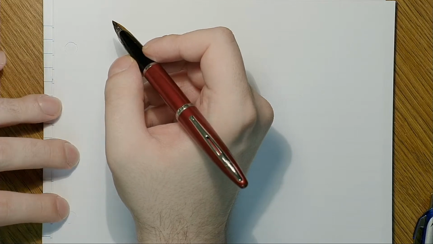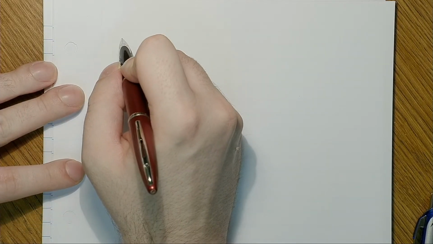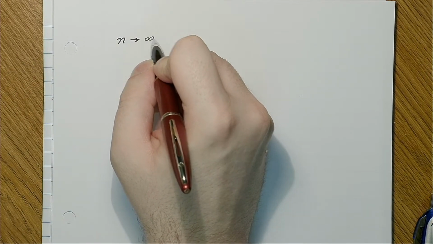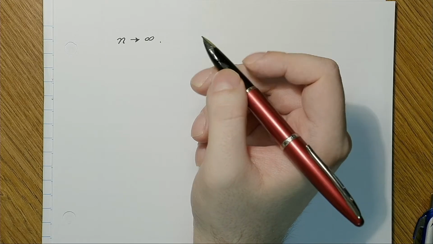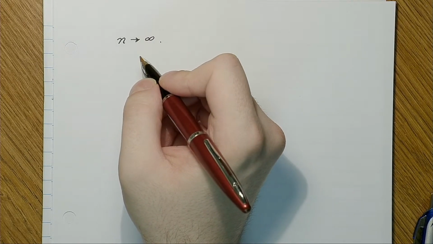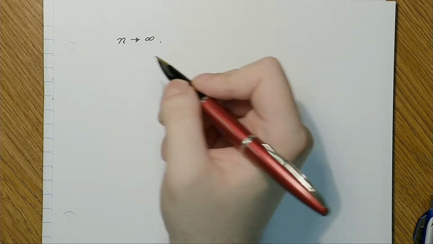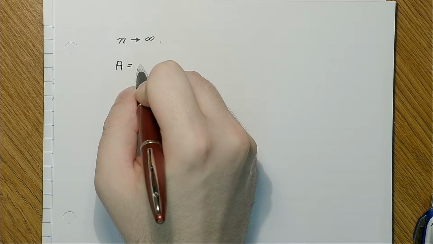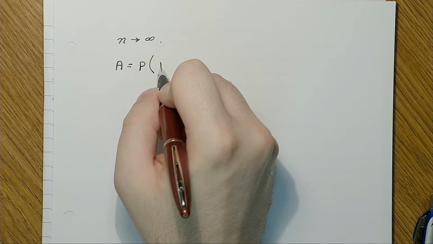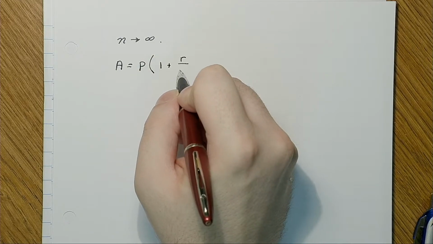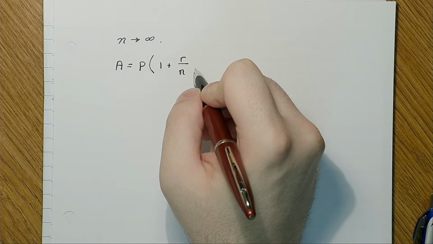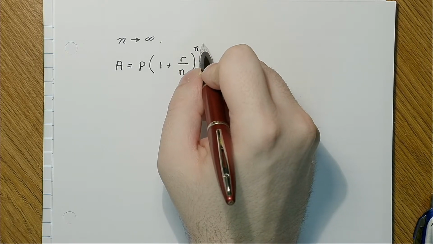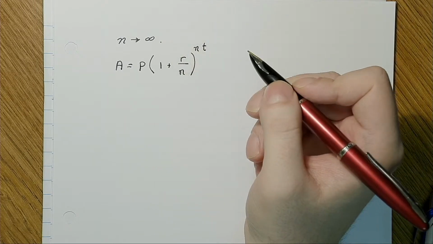So what if we let n go to infinity? That'd be nice, wouldn't it? We could have infinite money. So what we'll do is this. I have the amount, so P is equal to 1 plus my rate over n, which is my number of compounding periods in a year, to the number of compounding periods in a year times the number of years.